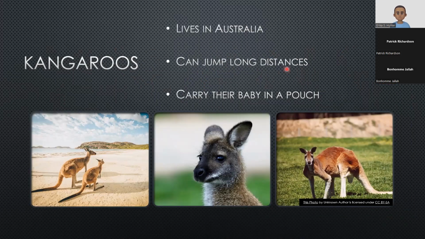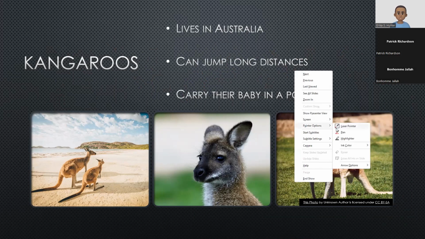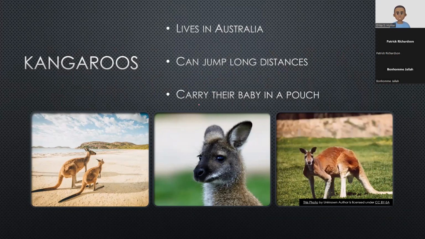You can also, of course, still have your pointer up here. You have some other different pointer options. You can use a pen. So this is where you can actually circle something on the slide. And this is live.